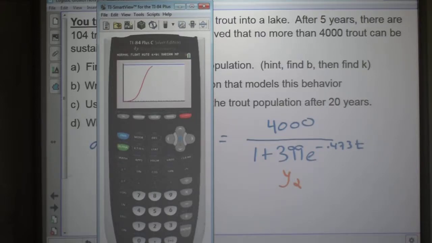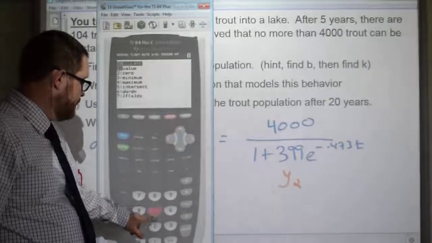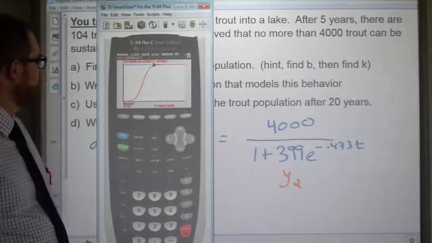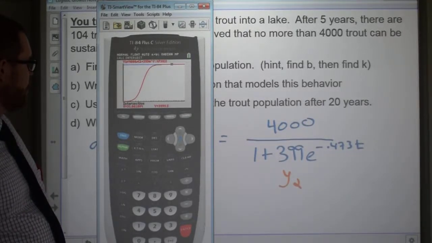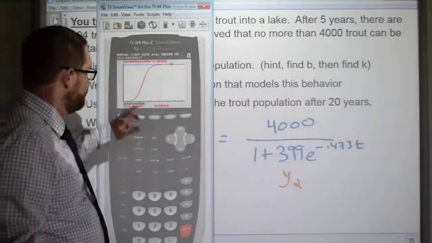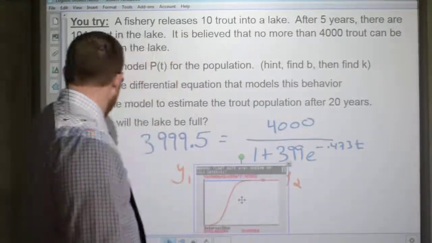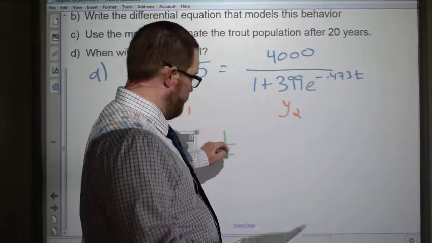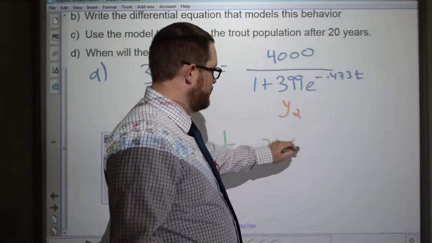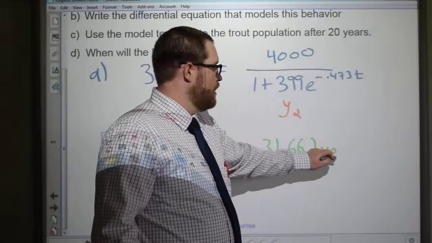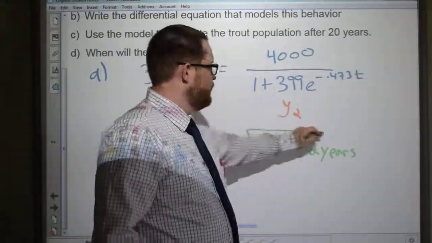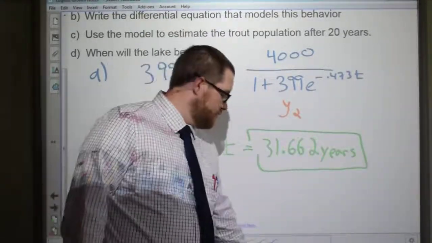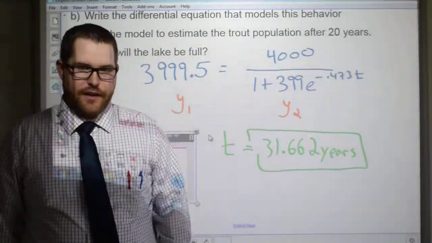Here comes the logistic curve again. It looks like it's going to cross, but it's so close we can't tell. Let's let it calculate it. And it does at 31.662 years. So we're going to do this one on the calculator. We're not going to do this by hand. And we're going to get a time of 31.662 years. That's when you're so close to 4,000 that you might as well round up to 4,000.